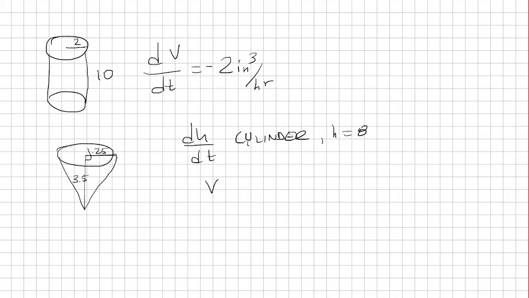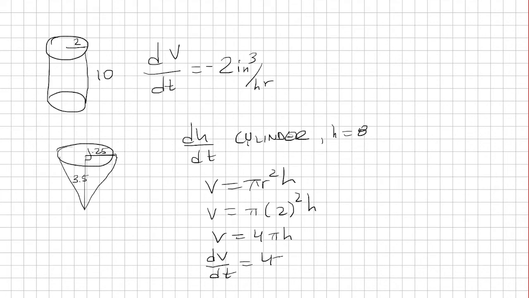So we have to use the volume formula. Volume is the area of the base times the height, which is pi r squared h. The radius is going to be constant here because it's not changing. The only thing that's changing here is the height. So we can replace r with 2 because that's the radius. So this is 4 pi h. Now we can take the derivative with respect to time and get 4 pi dH over dt.